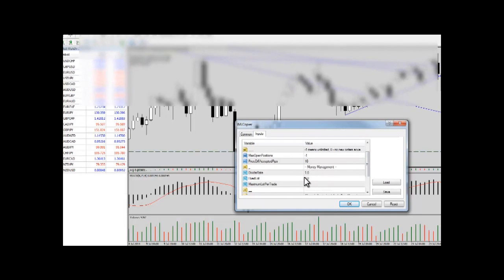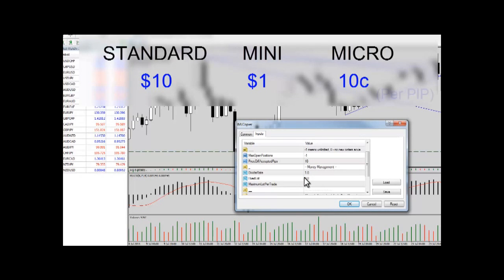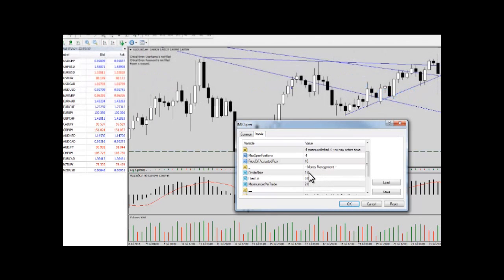Now the master server is putting trades through in mini lots, so you have standard lots, mini lots and micro lots, and the size of your account will determine how much money you risk per trade. We know that the server's sending out a mini lot signal, which means that if we set it to 1.0, then we would be copying that and trading a mini lot as well. If we want to trade 2 mini lots, we'd set that to 2. If we want to trade a micro lot, we'd set that to 1.1 here.